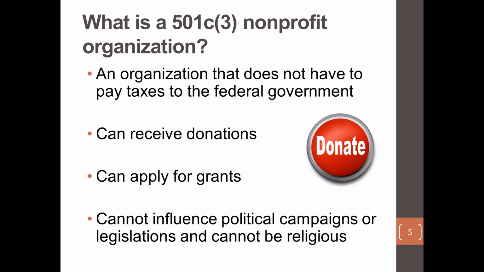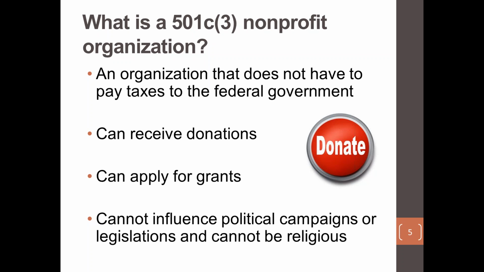Now, there are some rules that you have to follow if you do become a 501c3 nonprofit. One of those rules is that you can't influence political campaigns or legislation. So for instance, you can't do what's called lobbying. You can't go out there and say, we are in favor of this person for president or this person for Senate. You can't go and say that we support a certain law.